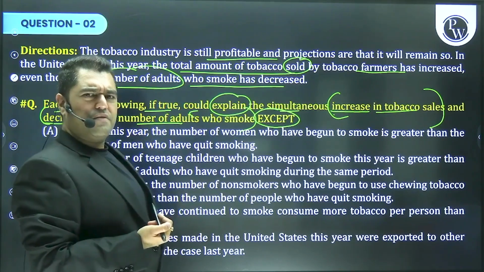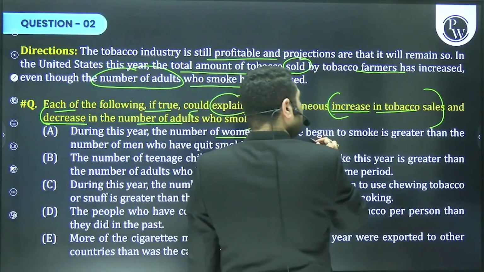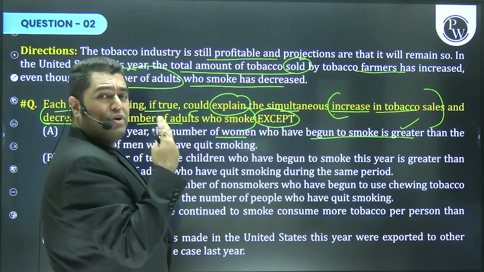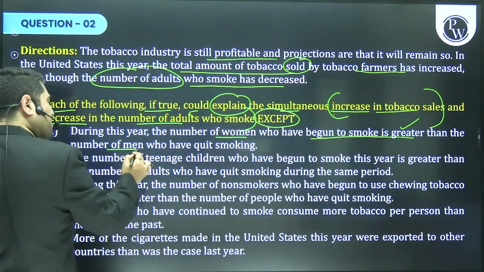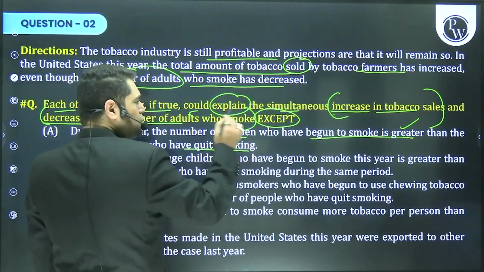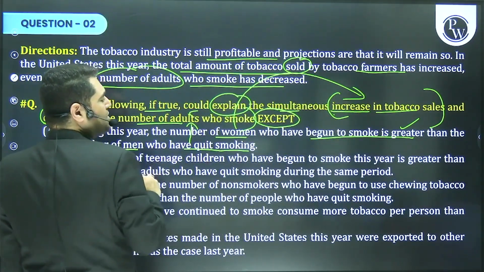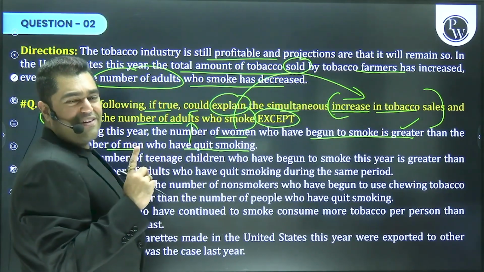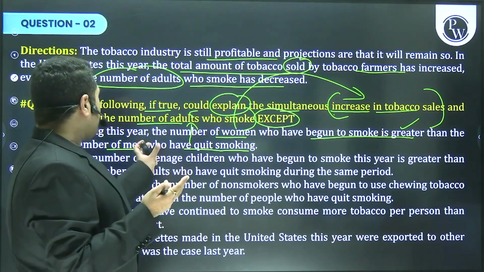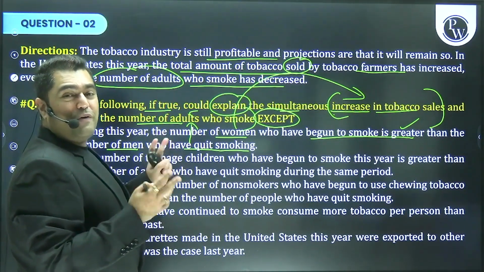So let's start mapping it. Option A. The number of women who have begun to smoke is greater than the number of men who have quit smoking. Tell me, is this helping us to justify the increase in sales and the decrease in the number of adults who smoke? No. Why? Because we don't know whether a greater number of men have quit and a lesser number of women have started. We are not doing an apple to apple comparison.